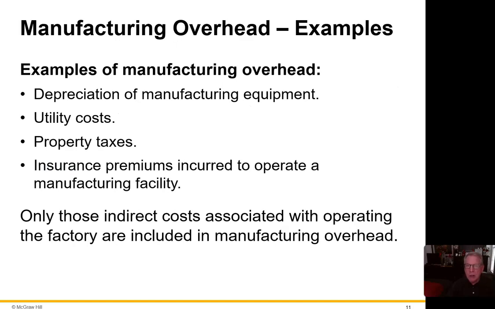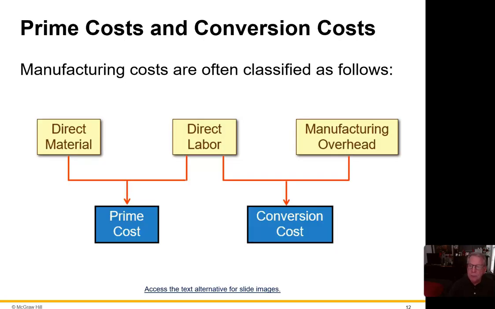So manufacturing overhead would include depreciation on manufacturing equipment, utility costs, property costs, insurance premiums incurred to operate a manufacturing facility, and then only those indirect costs associated with operating the factory, not the corporate office, but the factory, are included in manufacturing overhead. So these are key definitions here.